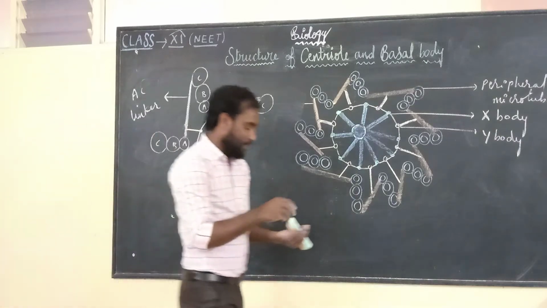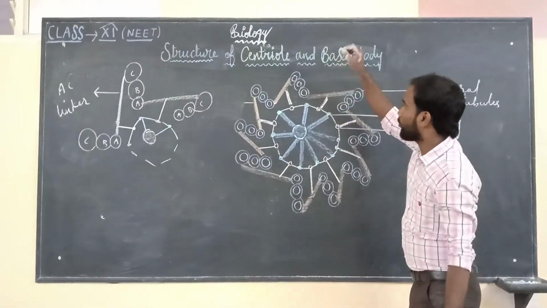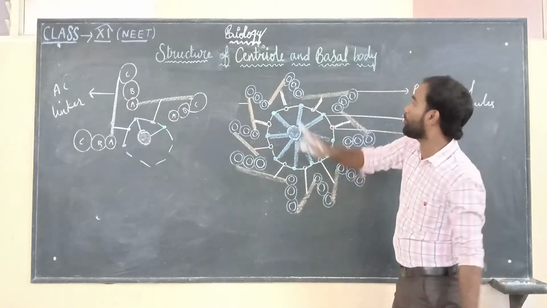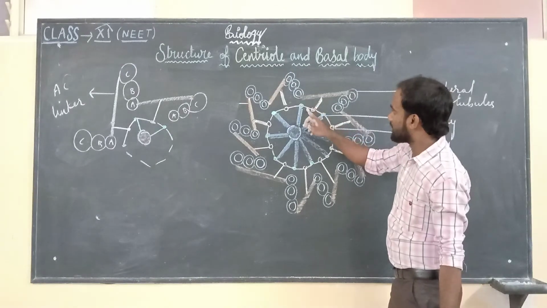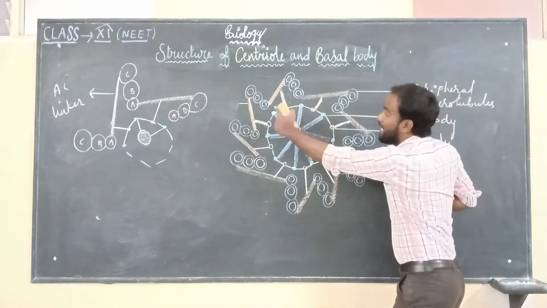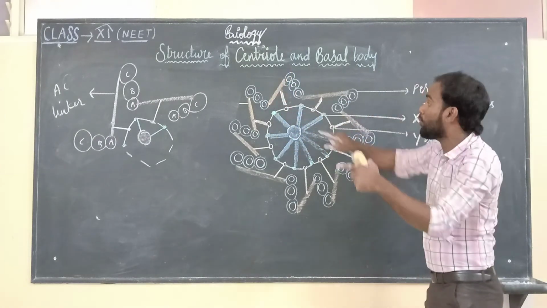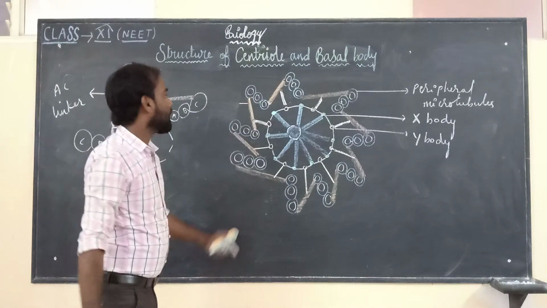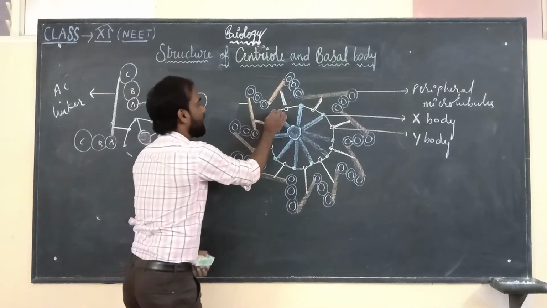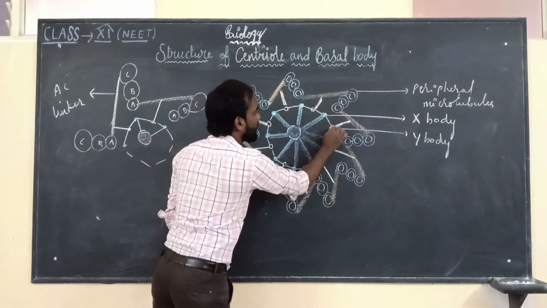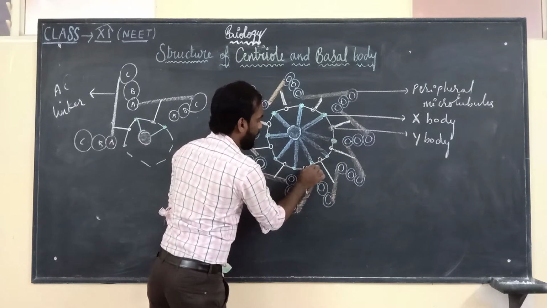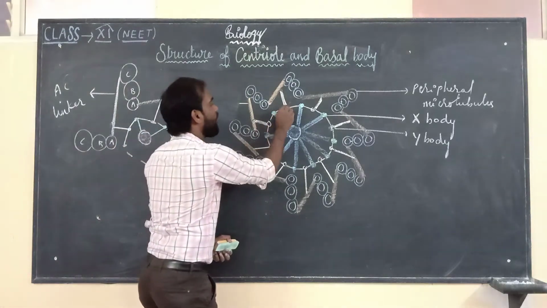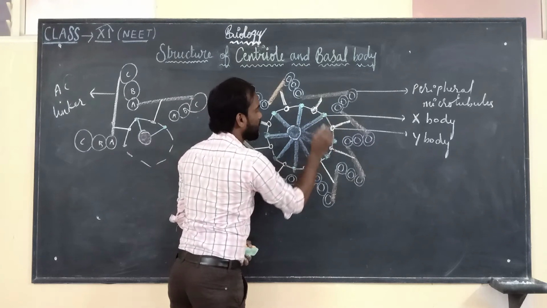Are you clear? So, now you see the structure carefully. 9 peripheral microtubules. 1, 2, 3, 4, 5, 6, 7, 8, 9. Each one is made up of 3 submicrotubules. A, B, C. A towards inside, B center, C towards peripheral. A of one microtubule is connected to C of another microtubule in clockwise direction. What is it called? AC linker. Now, beneath A, there is X body. All X bodies are present beneath A. In between the X bodies, there is Y body.